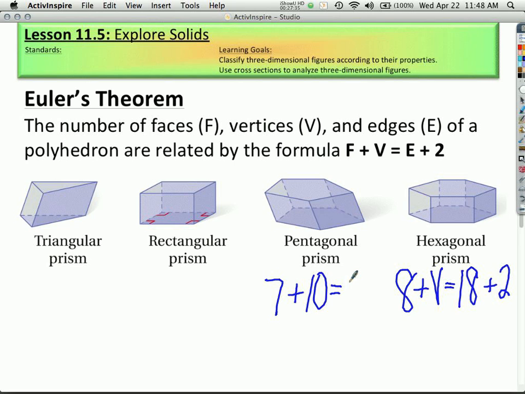So now we know how many edges there are without even having to count them. How many edges should there be? There's 15. So we can count them. There's 5 along the bottom, 5 along the top, and then 1, 2, 3, 4, 5. So there's 15.